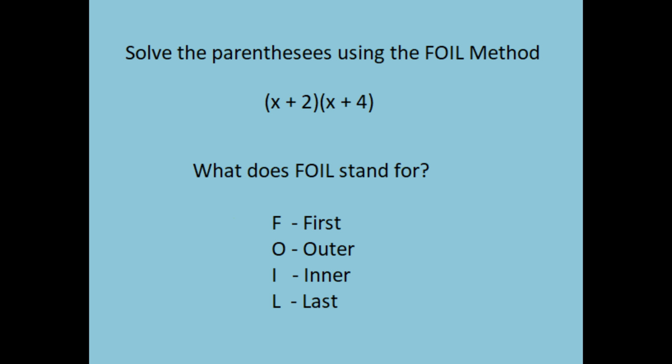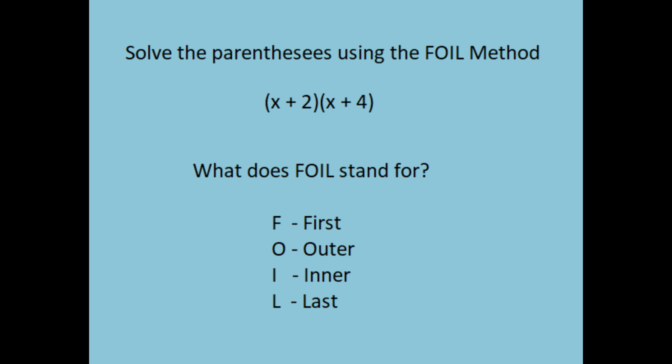The first in FOIL represents the first term of each binomial. The first terms in this problem are x from the first binomial and x from the last binomial. The outer in FOIL represents the outer term of each binomial. The outer terms in this problem are x from the first binomial and 4 from the last binomial.